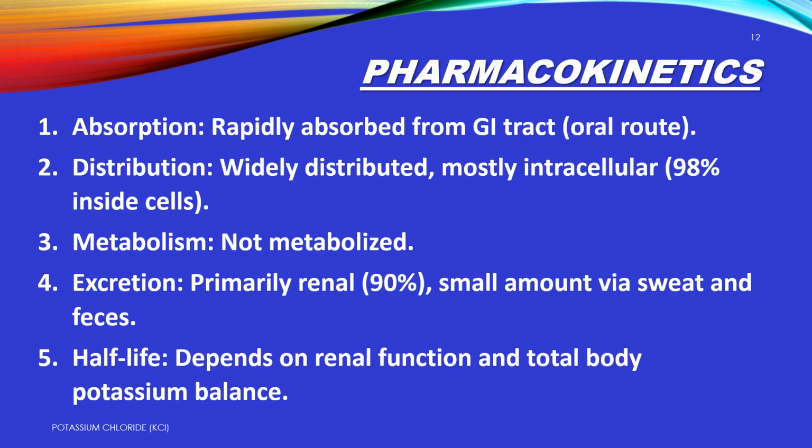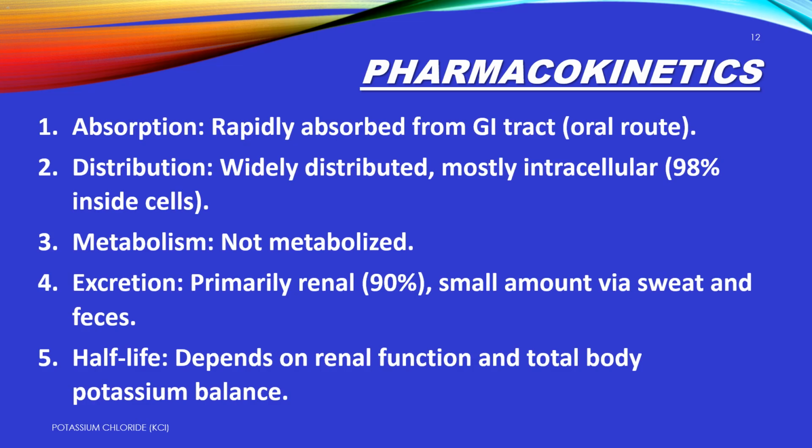Pharmacokinetics of potassium chloride. 1. Absorption. Rapidly absorbed from the GI tract, oral route. When taken orally, potassium chloride is quickly absorbed into the bloodstream through the gastrointestinal tract. 2. Distribution. Widely distributed, mostly intracellular, 98% inside cells. Potassium ions are distributed throughout the body, with the majority found inside cells, where they play crucial roles in various cellular functions.